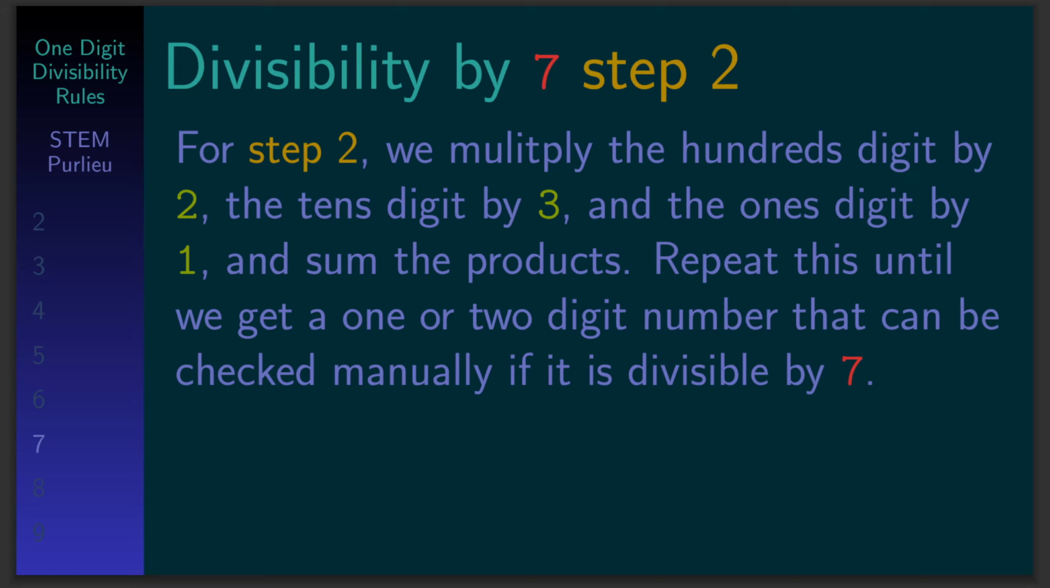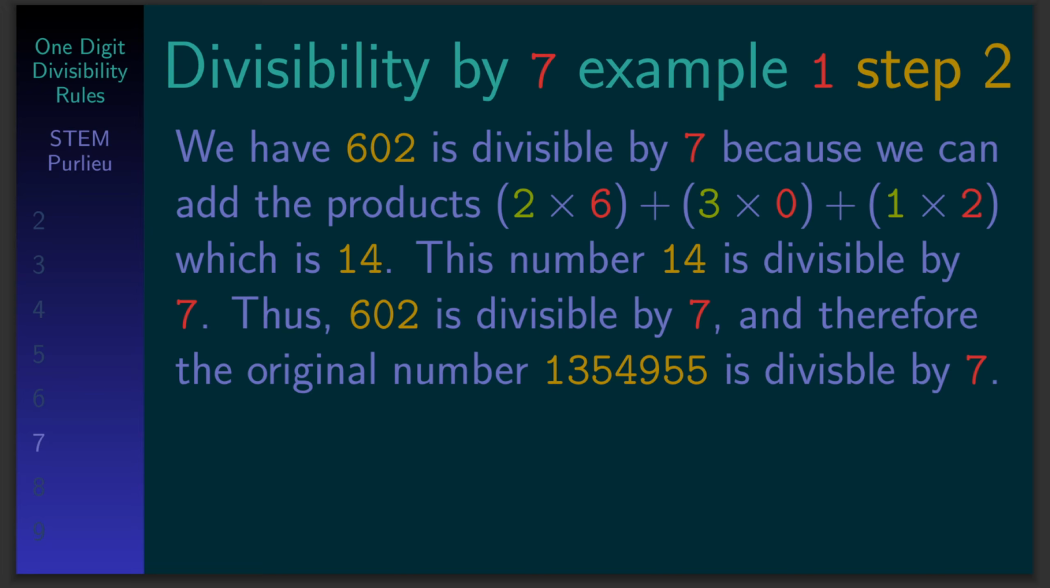Now we have step 2 for divisibility by 7. For step 2, we multiply the 100-digit by 2, the 10-digit by 3, and the 1-digit by 1, and then sum the products. Repeat this until we get a 1 or 2-digit number that can be checked manually if it is divisible by 7. We have 602 is divisible by 7 because we can add the products 2 times 6 plus 3 times 0 plus 1 times 2 to get 14. The number 14 is divisible by 7. Therefore, 602 is divisible by 7, and therefore the original number 1,354,955 is divisible by 7.